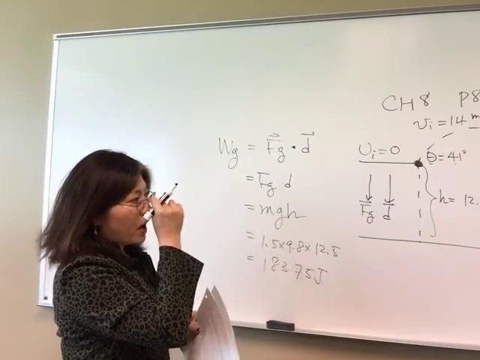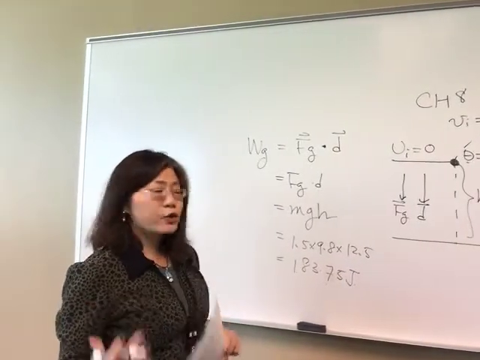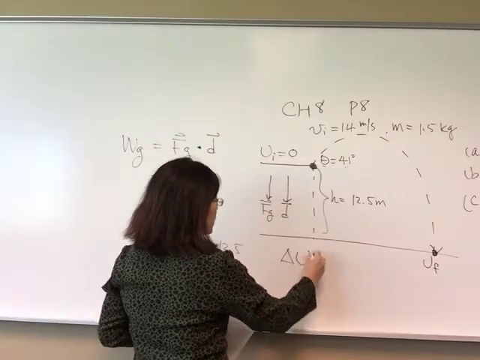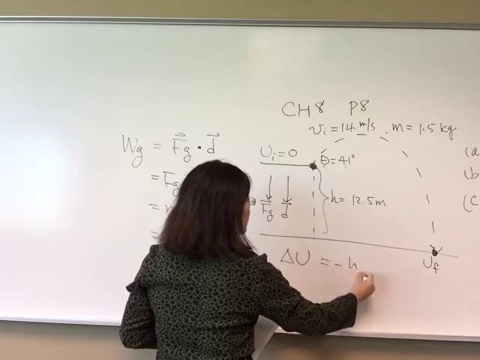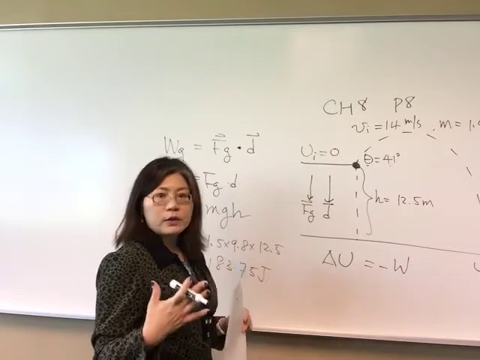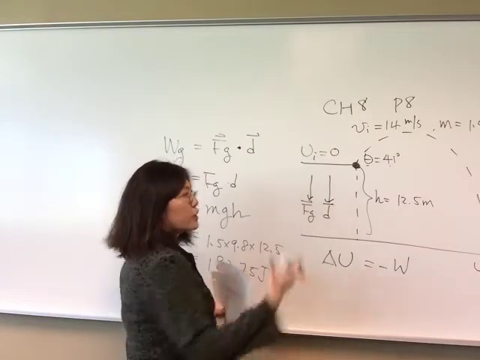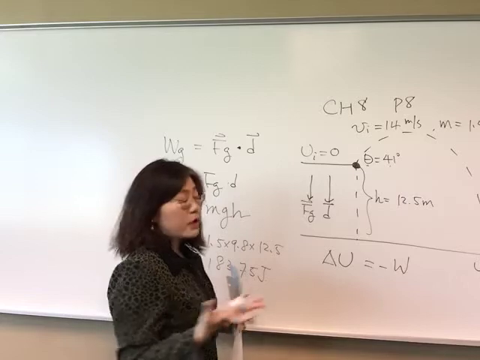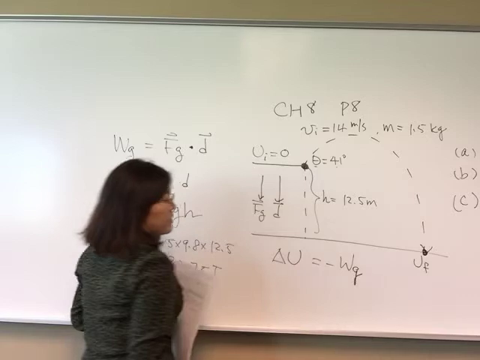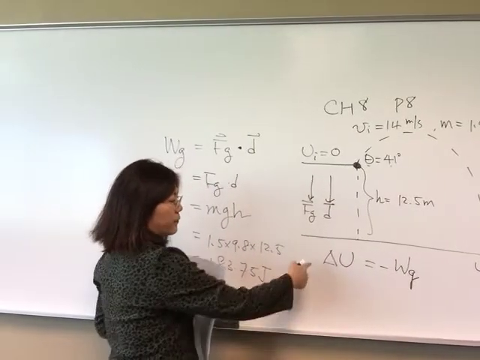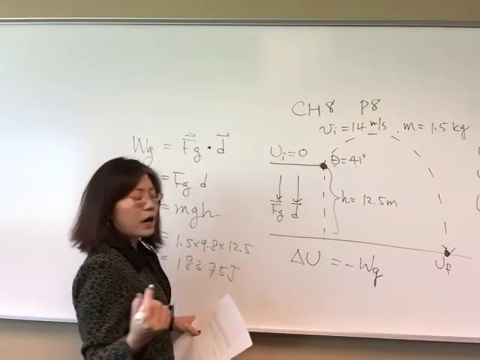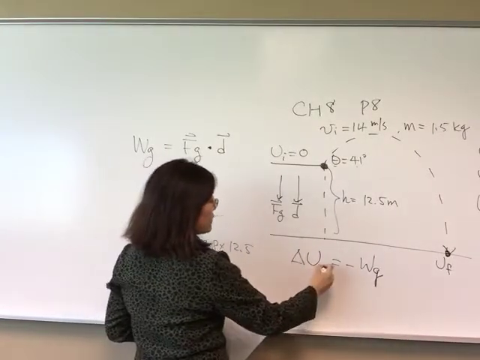Now the second part is, what is the change in gravitational potential energy? By definition, again, we know that the change in potential energy is equal to the negative work done by the force. This is by definition, and it applies to different kinds of forces. So in this particular instance, it applies to the gravitational force. So the negative of the work done by gravitational force is equal to the change in gravitational potential energy.